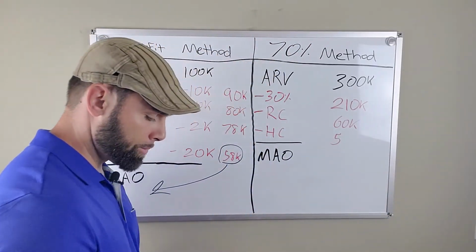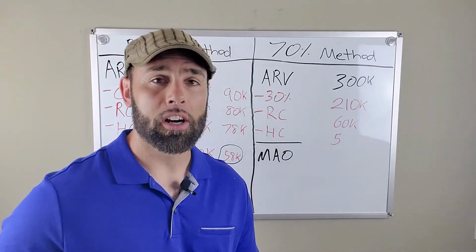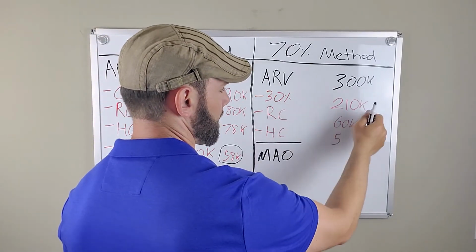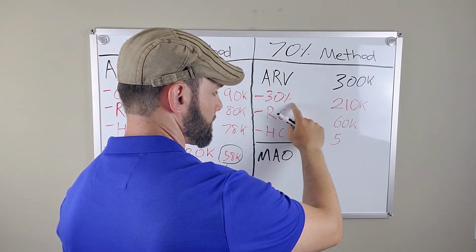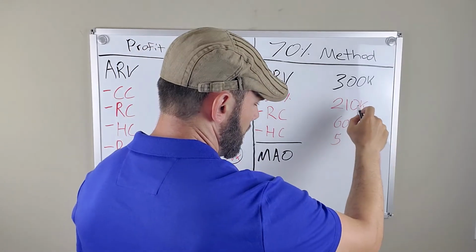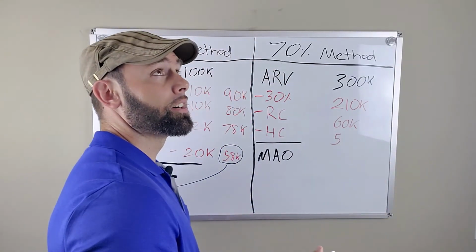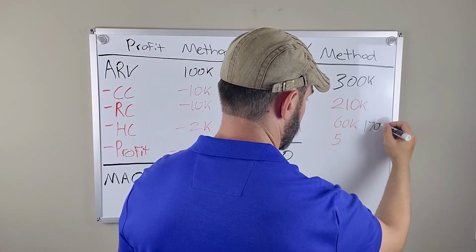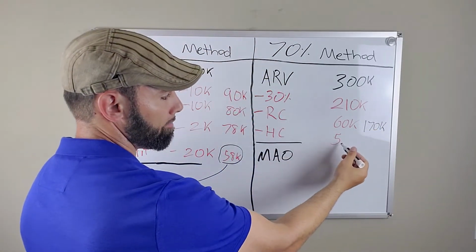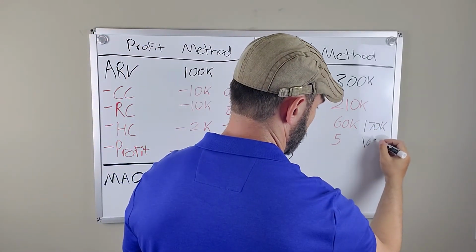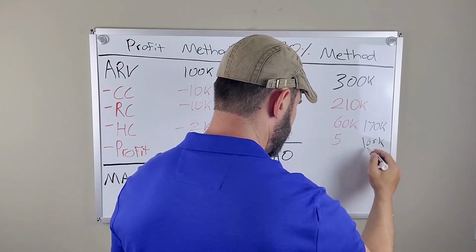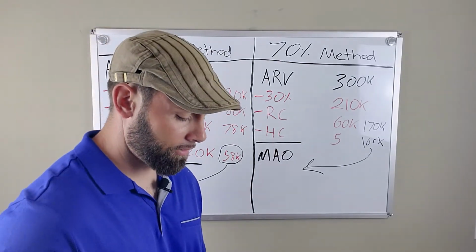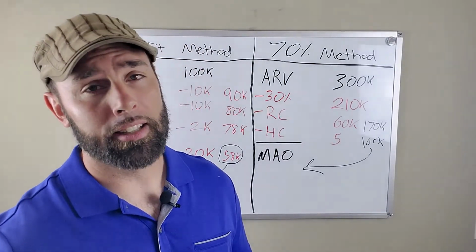Now, let's subtract our numbers and get our maximum allowable offer. So we began at 300K, we came down 30%, subtract that 30%, puts it at 210,000. 210 minus 60K is gonna give us, was that 70? 170,000. Hope that's right. Minus 5 more thousand is gonna give us 165. So in this situation, our maximum allowable offer is $165,000. Again, that's not my first offer.